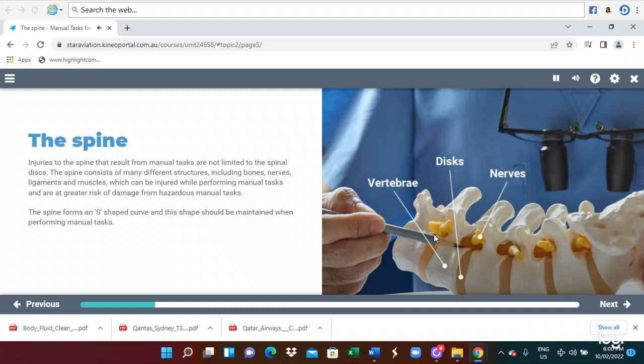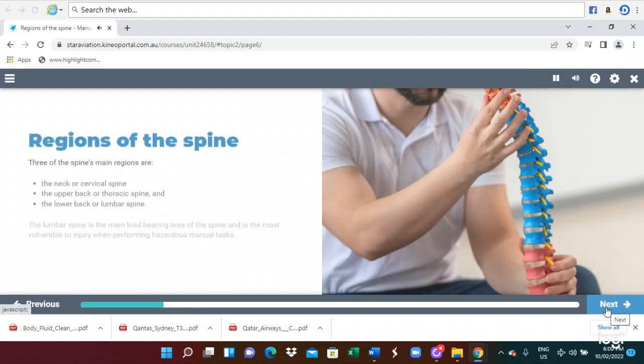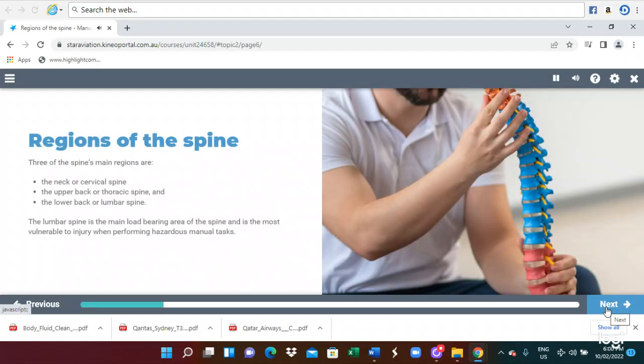The spine forms an S-shaped curve, and this shape should be maintained when performing manual tasks. Three of the spine's main regions are the neck or cervical spine, the upper back or thoracic spine, and the lower back or lumbar spine. The lumbar spine is the main load-bearing area of the spine and is the most vulnerable to injury when performing hazardous manual tasks.